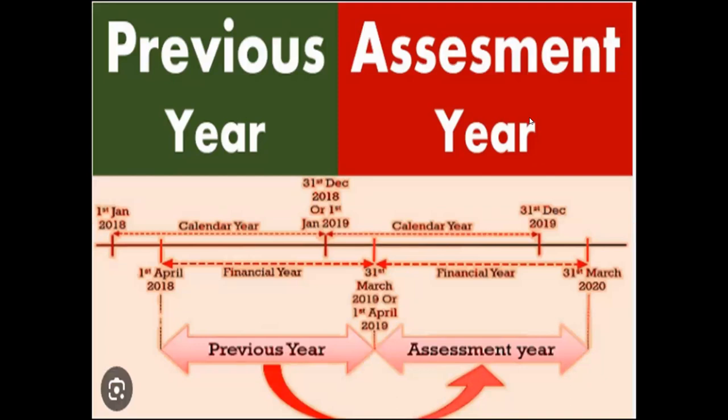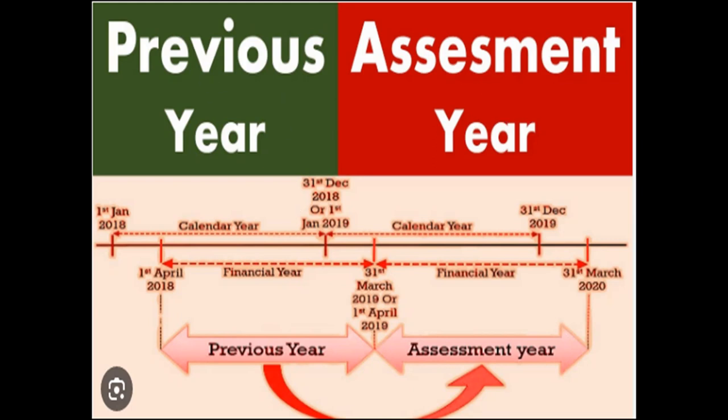So I told in the previous class, the previous year starts with April 1 and ends with March 31st. And as a second year, it will start with April 1st and it will end on March 31st.